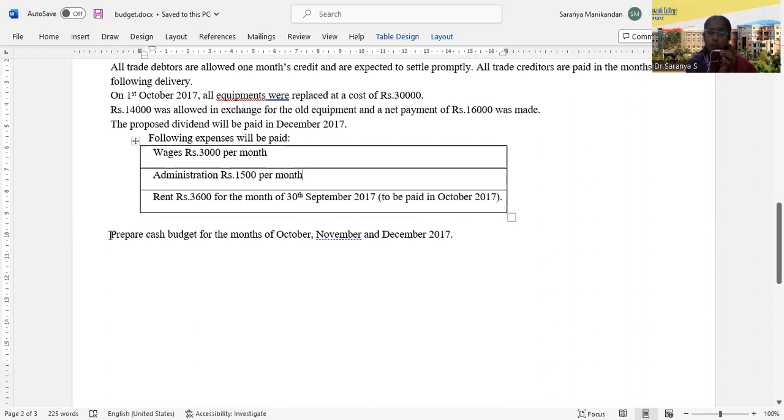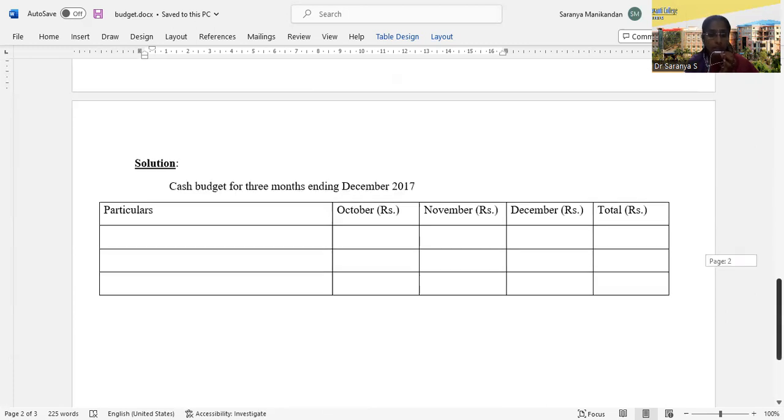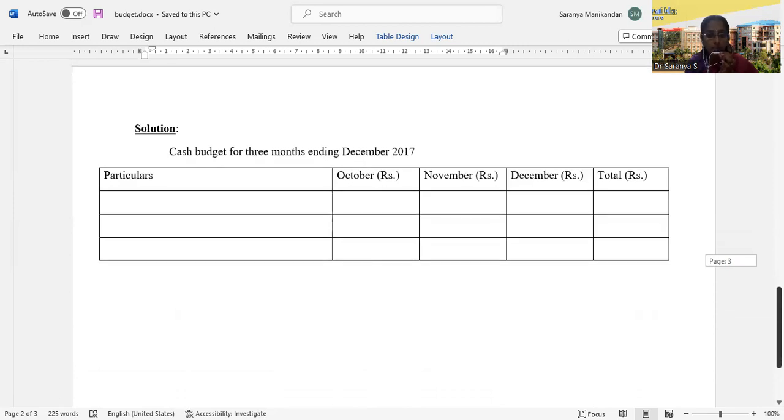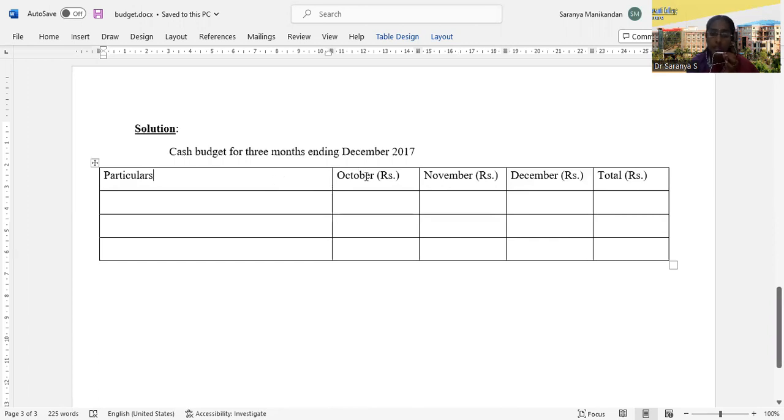So they have asked us to prepare the cash budget for 3 months, October, November, December 2017. So first we'll write the heading, cash budget for 3 months ending December 2017. So we'll make the columns ready. First column is particulars. Second column is October, then November, then December. Then we'll also have a total column. That is better to have.